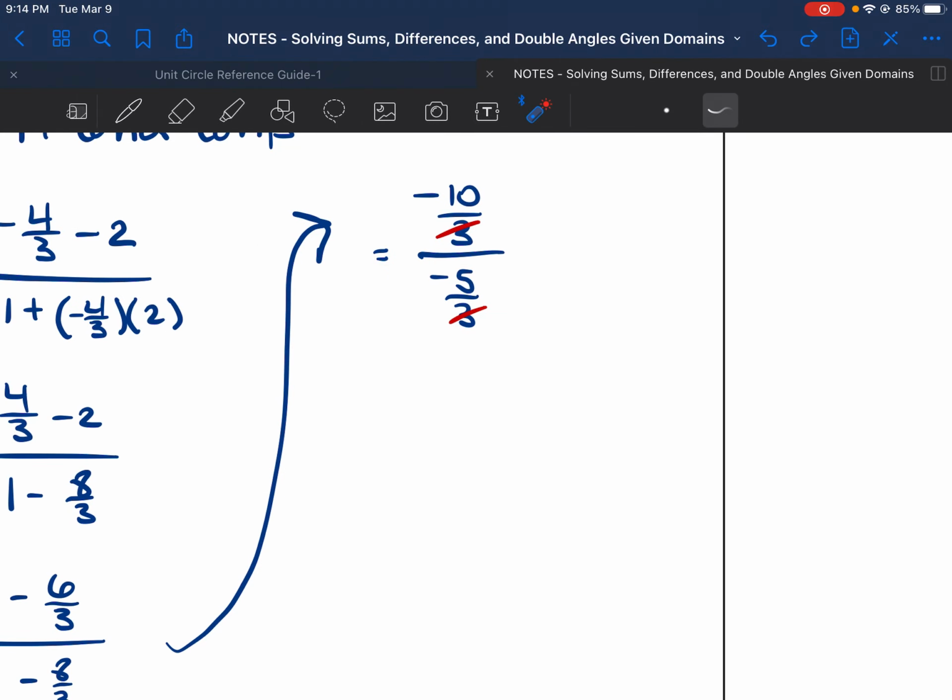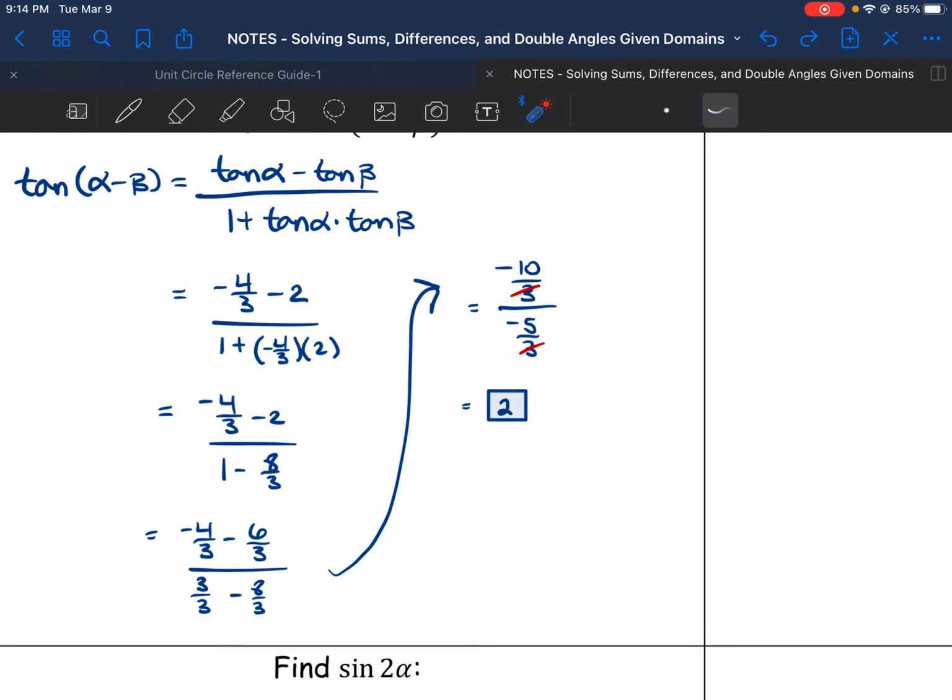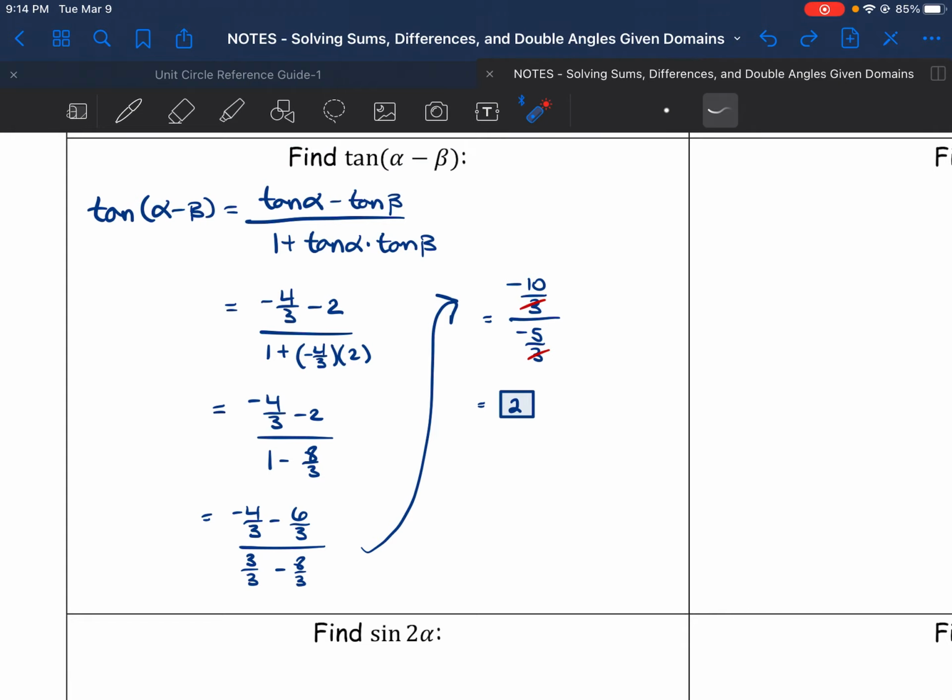Now when going to simplify, we have a fraction inside of a fraction. Denominators are the same, so they'll cancel out. That's going to leave us with negative 10 over negative 5, which is just 2. So the tangent of alpha minus beta is equal to 2.